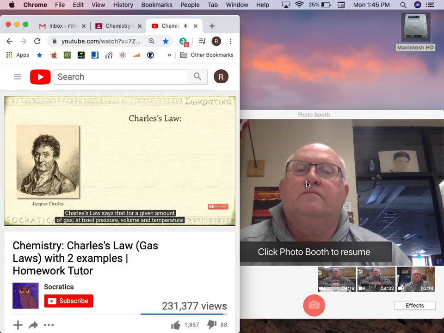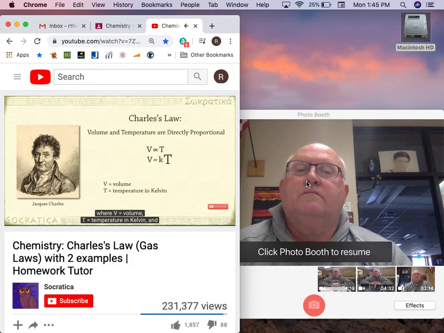Charles's law says that for a given amount of gas at fixed pressure, volume and temperature are directly proportional. V is proportional to T. You can write this mathematically as V equals kT, where V equals volume, T equals temperature in Kelvin, and k is a proportionality constant. We can rearrange this equation so it reads V over T equals k, or the ratio of volume to temperature is a constant, k.